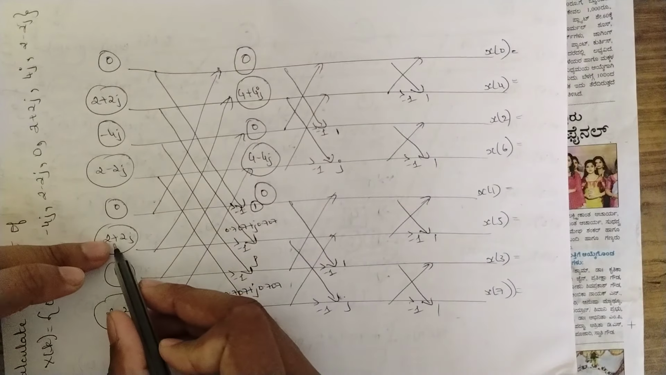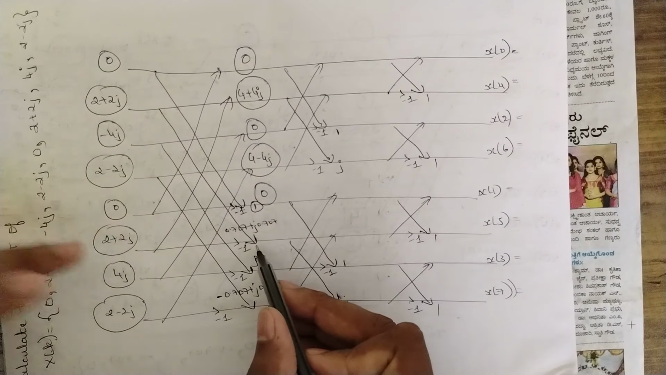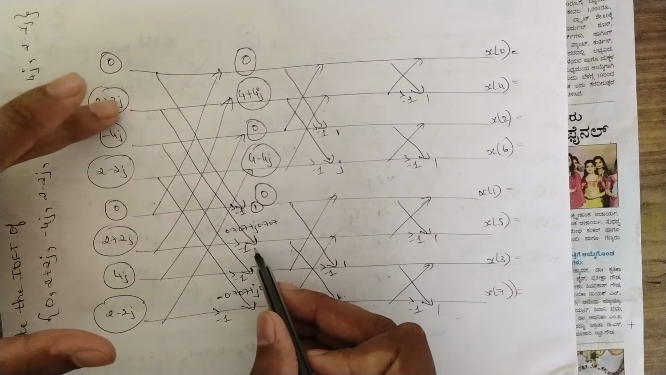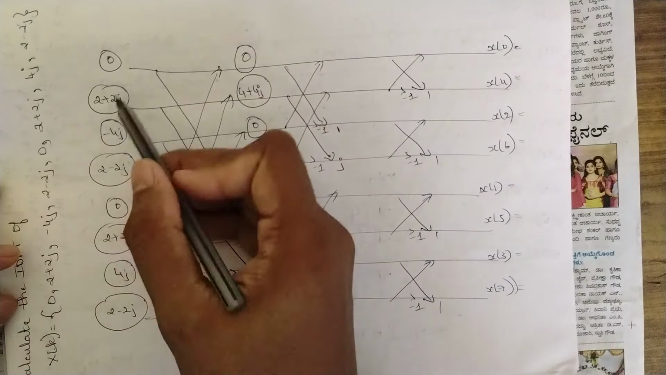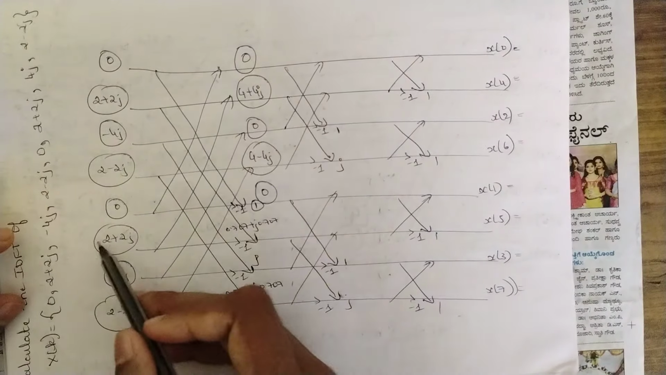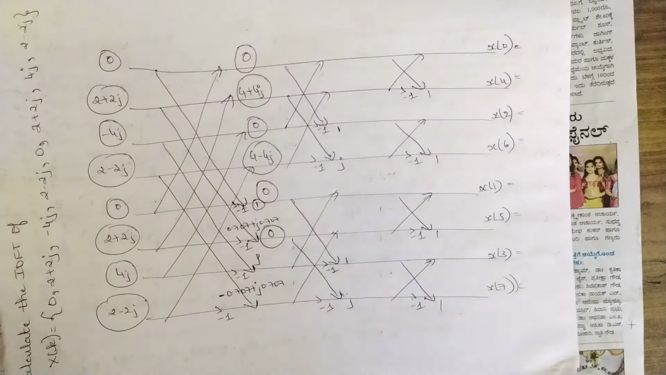Then we have 2 plus 2j into minus 1. So that is minus 2 minus 2j, and we have 2 plus 2j, right? So here minus 2j plus 2j would be getting cancelled, and plus 2 minus 2 would be getting cancelled. We would be left with 0.